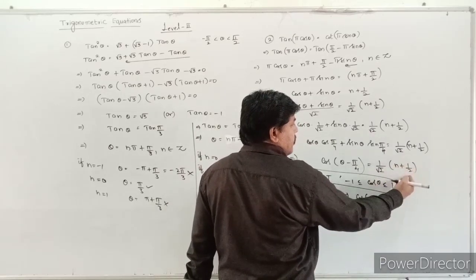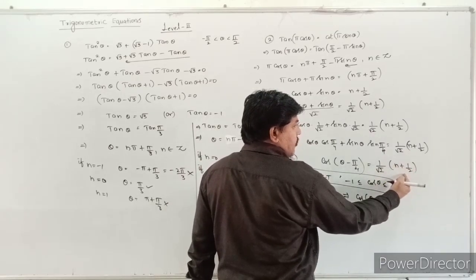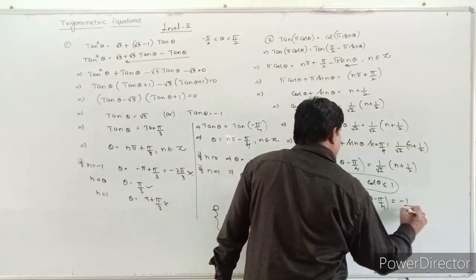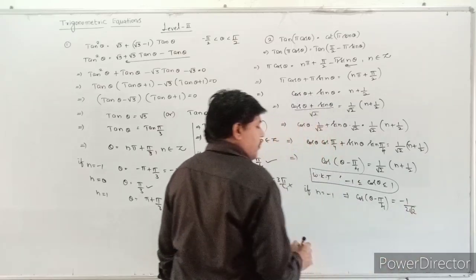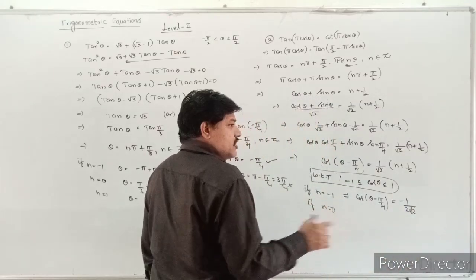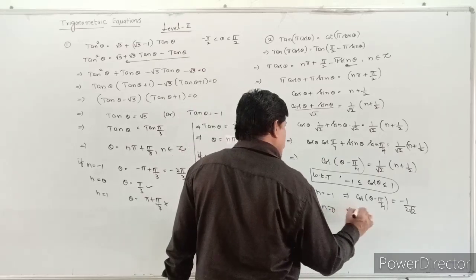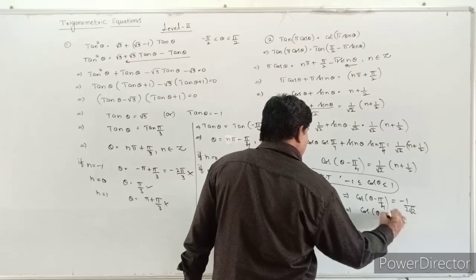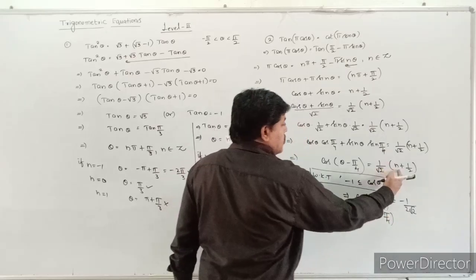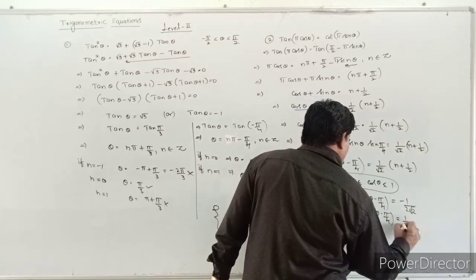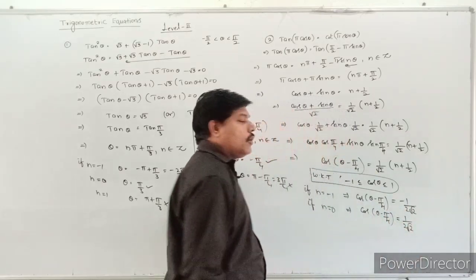Minus 1 plus 1 by 2 is minus 1 by 2. Minus 1 by 2 into 1 by root 2 will become minus 1 by 2 root 2. If n is equal to 0, what happens? That implies cos of theta minus pi by 4. If n is 0, then it will become 1 by 2. 1 by 2 into 1 by root 2 will become 1 by 2 root 2.